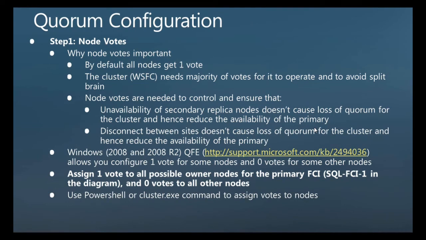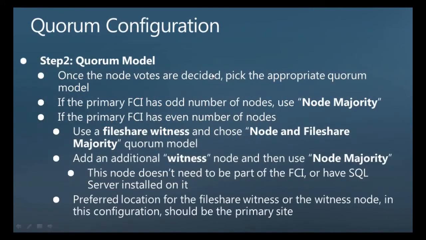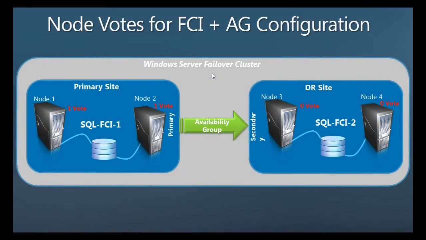So for Windows, you needed the QFE to allow you to configure 1 vote for some nodes and 0 votes for some other nodes. That's the same QFE I mentioned in solution 2. Also, you can only use PowerShell or the cluster.exe command to assign votes to the nodes. So here's the diagram for the votes and the quorum. You can see that you assign 1 vote for each node in the primary side and 0 votes for each node in the DR side.